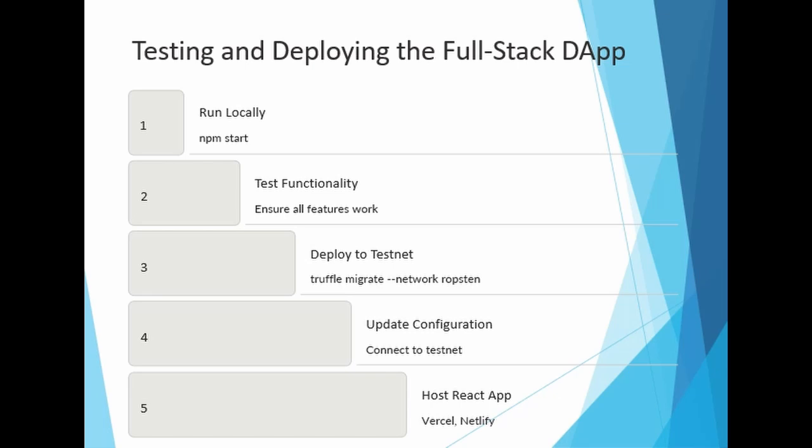Testing and deploying the full stack DApp. First, we run the DApp locally with the command npm start. Then we test its functionality and ensure all its features work. Then we use the truffle migrate network option to deploy it to the testnet. Then we update the configuration and ensure it connects to the testnet. Then we use a React app to host the DApp.